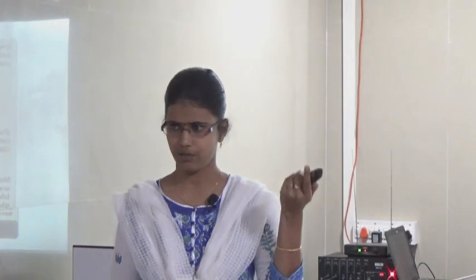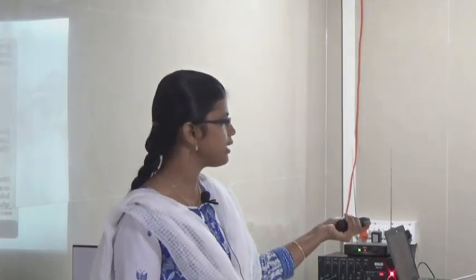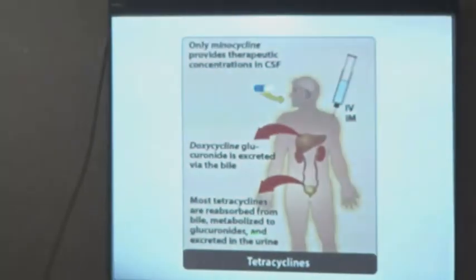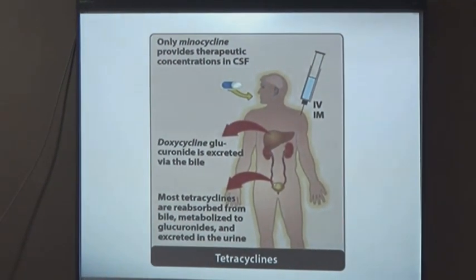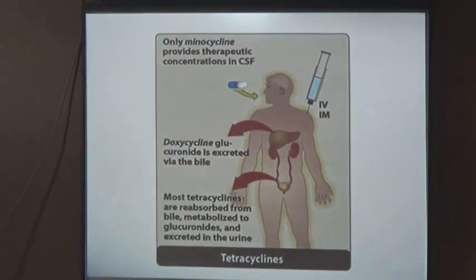So minocycline can be given for meningitis and CSF infections. Doxycycline is mainly excreted in bile, so for liver patients you cannot give doxycycline. The most commonly given drug is doxycycline. Most tetracyclines are reabsorbed from the bile, metabolized and excreted. So for any renal toxic or liver toxic patients, they have to decrease the dose of tetracyclines.